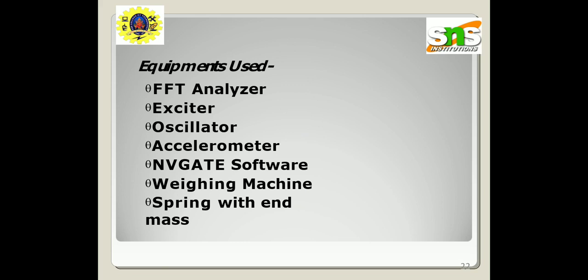And these are the equipment used in FFT: analyzer, exciter, oscillator, accelerometer, and software, weighing machine, and spring with the mass end. And dampers are used in wind turbines. A standard tuned mass damper for wind turbines consists of an auxiliary mass which is attached to the main structure by means of springs and dashpot elements.